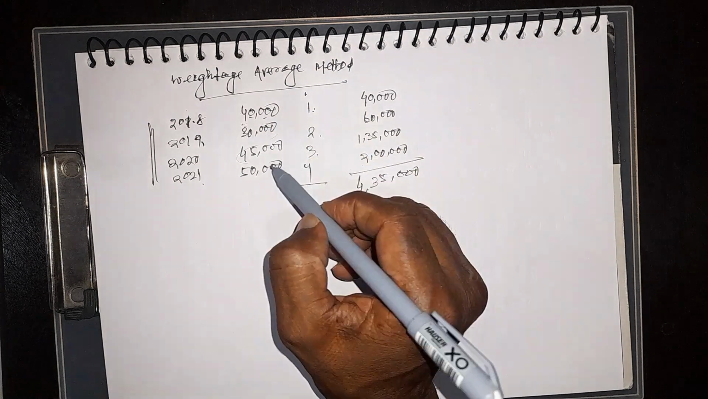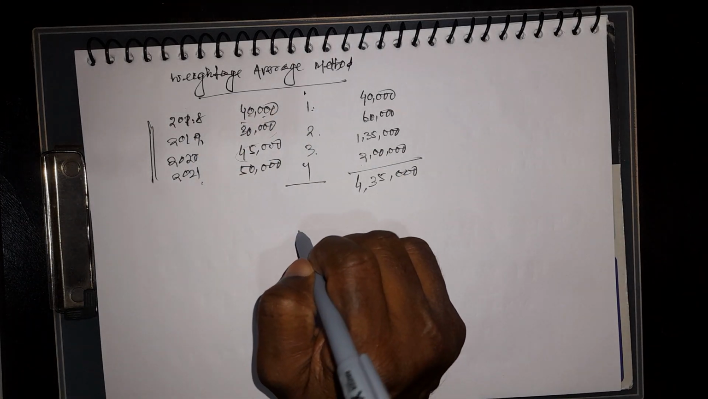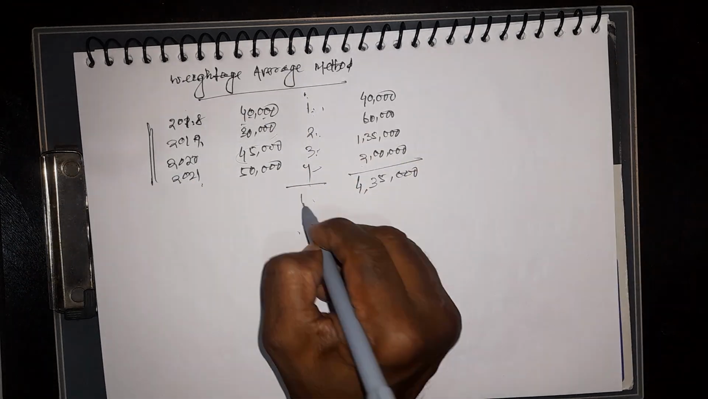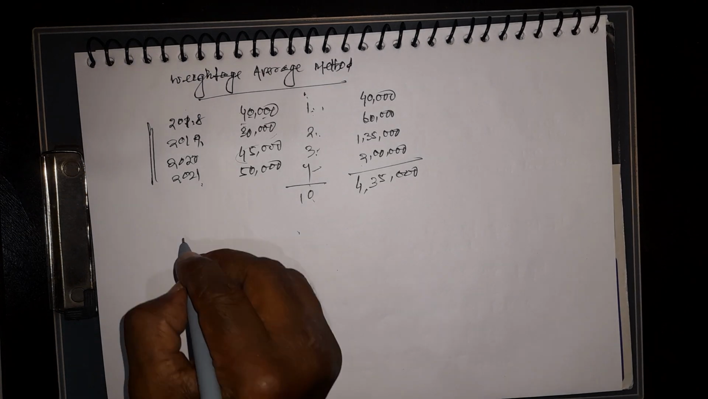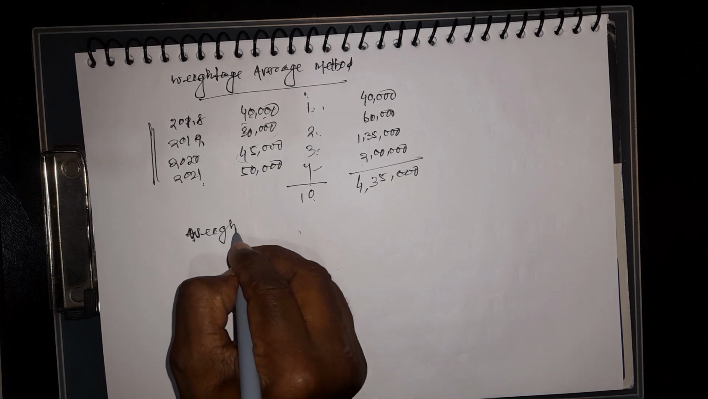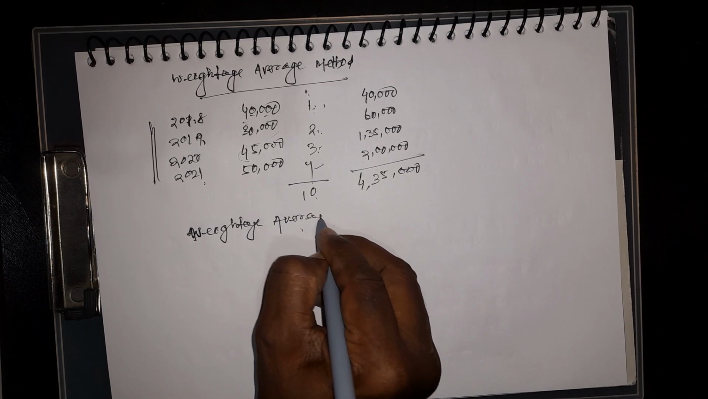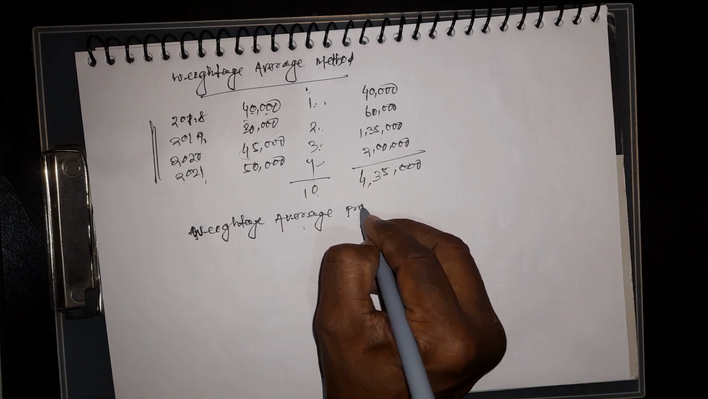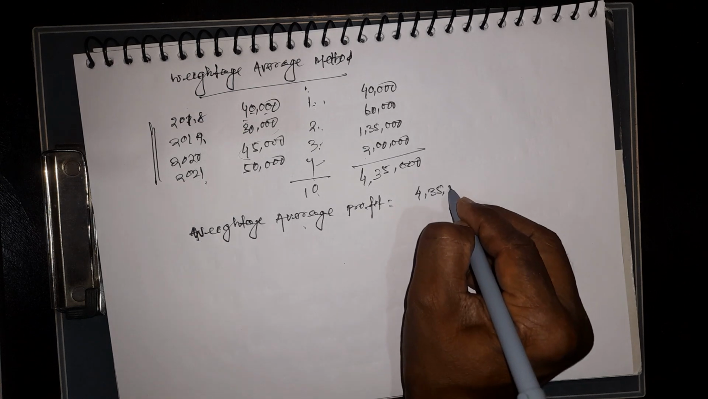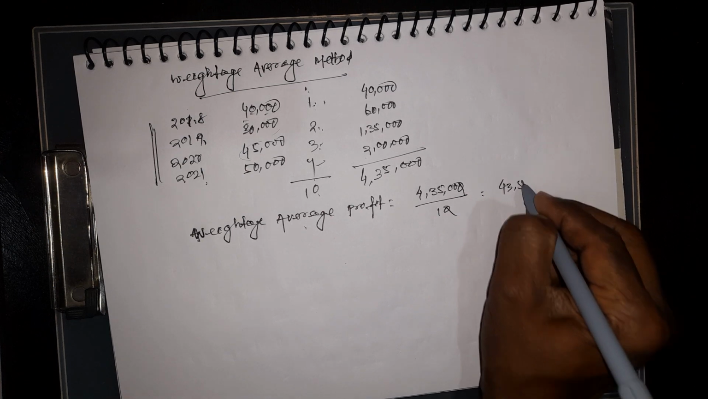Before that I told you average profit you will calculate by dividing by the number of years. But here, suppose the number of years is 1, 2, 3, 4, you will not divide by the number of years, 4 years. Weightage is given. Whenever weightage is given, you have to add the weightage also. Weightage is 10. Clear? So you will write here weightage average profit. Suppose here you will calculate 4,35,000 divided by 10. So it will be 43,500.